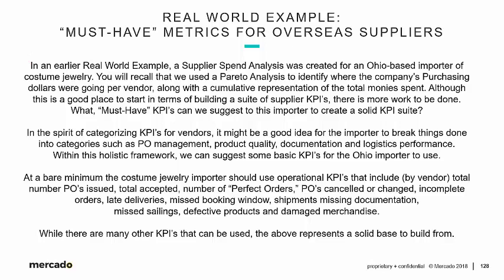You will recall that we used a Pareto analysis to identify where the company's purchasing dollars were going per vendor, along with a cumulative representation of the total money spent. Although this is a good place to start in terms of building a suite of supplier KPIs, there is more work to be done. What must-have KPIs can we suggest to this importer to create a solid KPI suite?